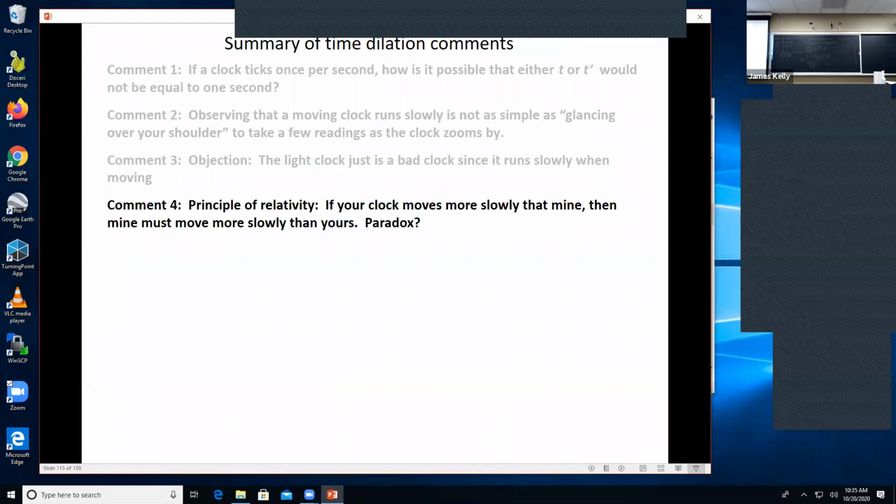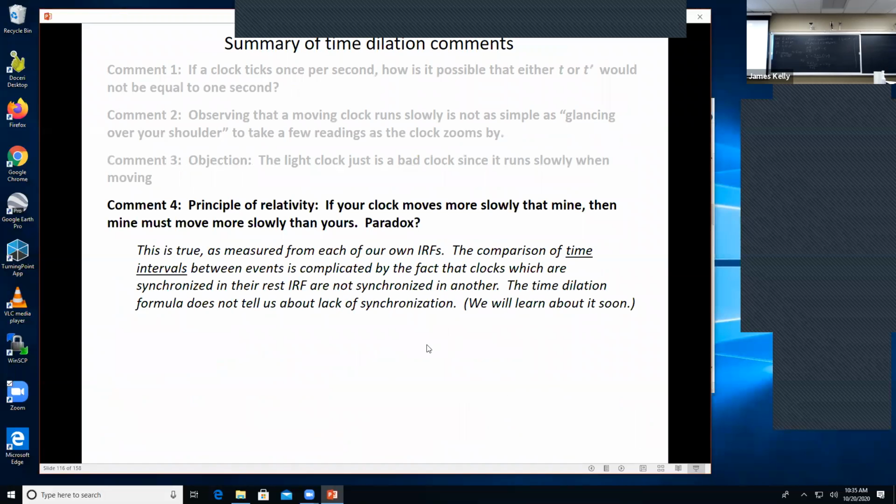Okay, I know that's quite a bit. So in summary for this comment in 4, your clock moves more slowly than mine. Mine then must move more slowly than yours. That sounds like a paradox. And it is true as measured from each of our own inertial reference frames that the other clock always runs slowly. But the comparison of time intervals between events is complicated by the fact that, of course, when a bunch of people are in my IRF, we all synchronize our clocks.